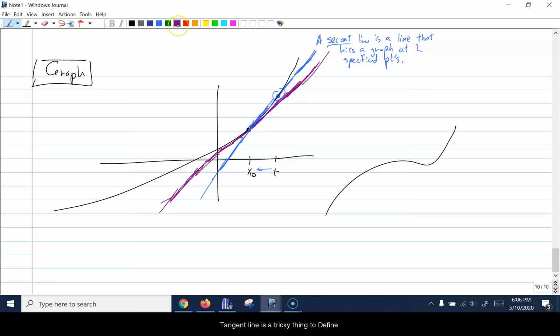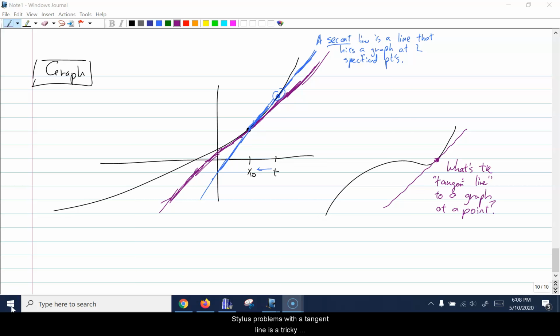The tangent line is a tricky thing to define, and I'm bad at it. Or, mathematicians are bad at it. What's the tangent line to a graph at a point? The idea of the tangent line is a tricky mathematical concept. It's hard to come up with a correct definition of it.